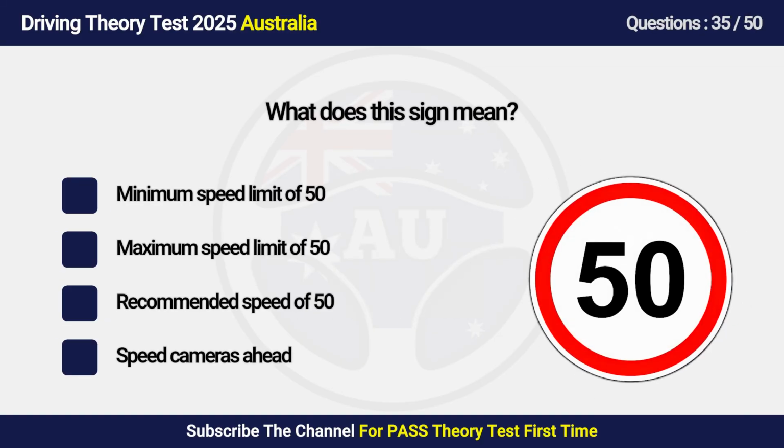A. Minimum speed limit of 50. B. Maximum speed limit of 50. C. Recommended speed of 50. D. Speed cameras ahead.